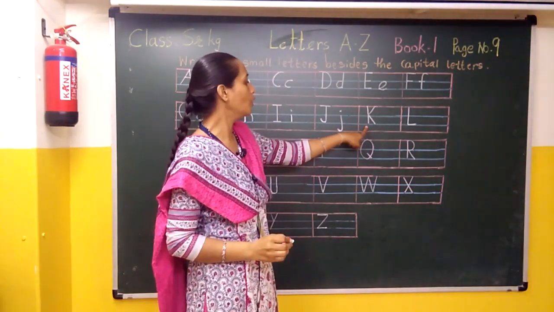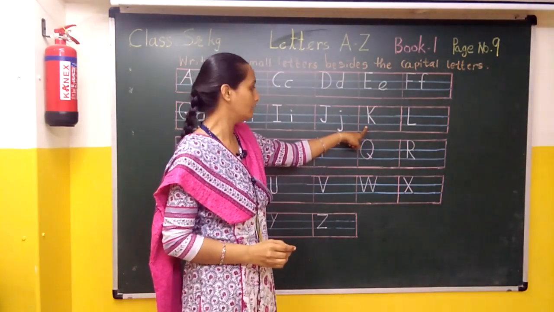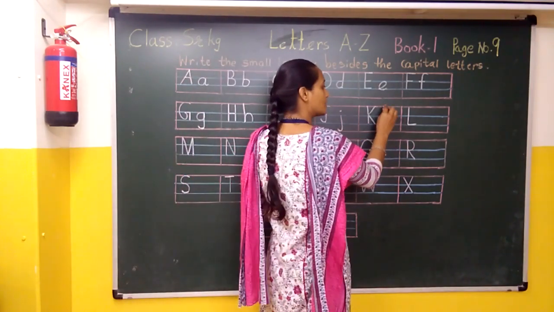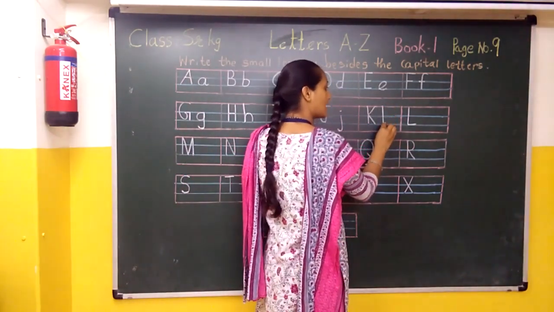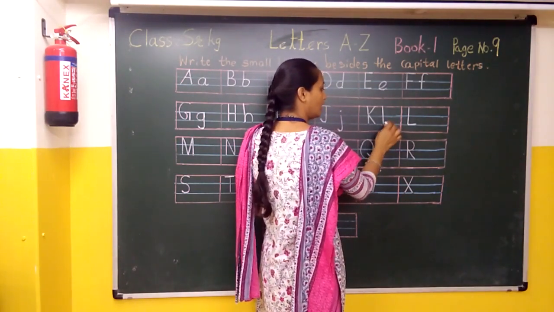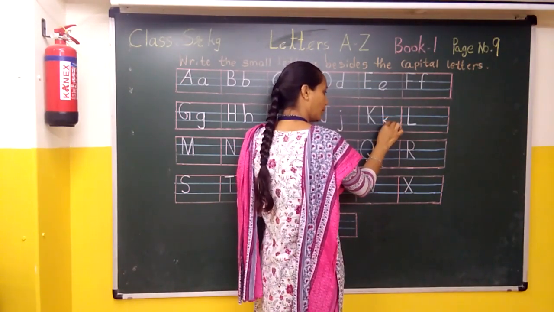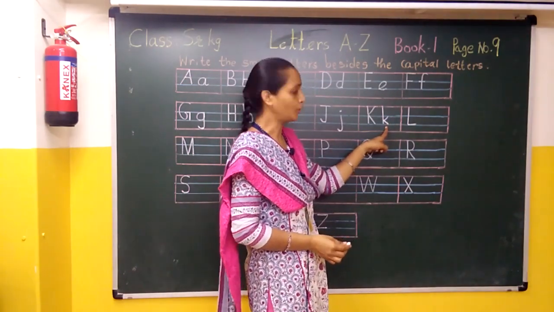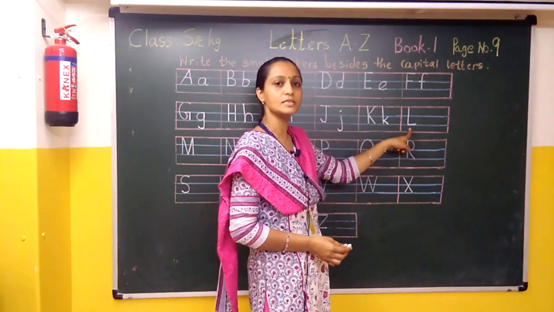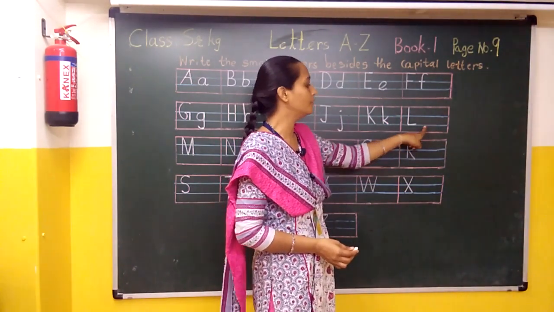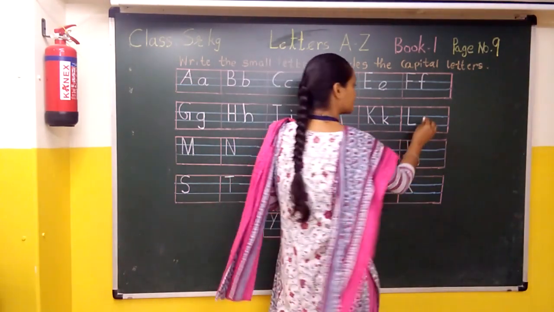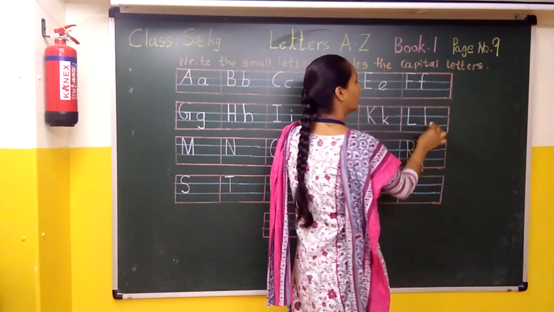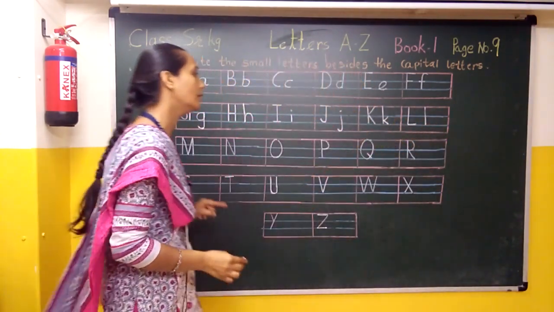Now, next is capital K. Here we have to write small k. We have to start from the upper line, first line, and we have to end here, and we have to write like this k. Now, next is capital L. Here we will write small l. We have to start from the first red line and end here, third line.